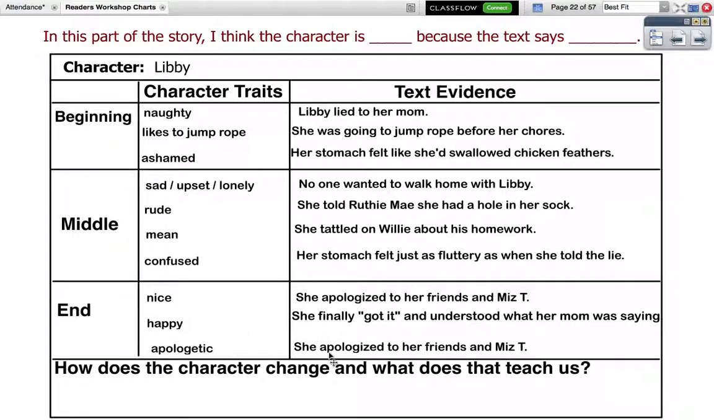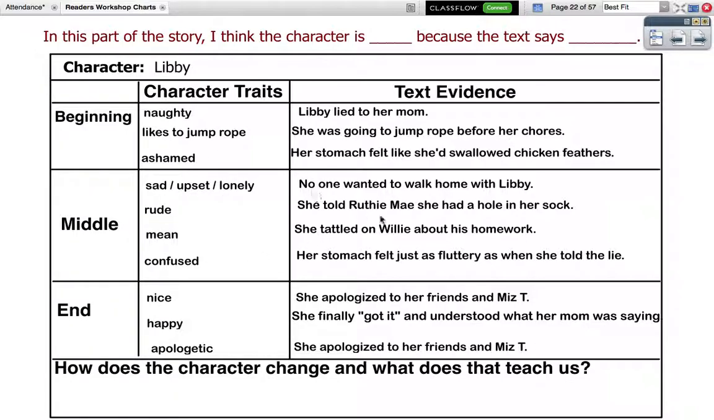Apologetic means you feel sorry for what you've done. She apologized to her friends and Ms. T. If you notice, the text evidence here is the same, which it can be. Sometimes you can have more than one trait for the same evidence. And then we can think about how the character changes and what that teaches us. So let's think about that.